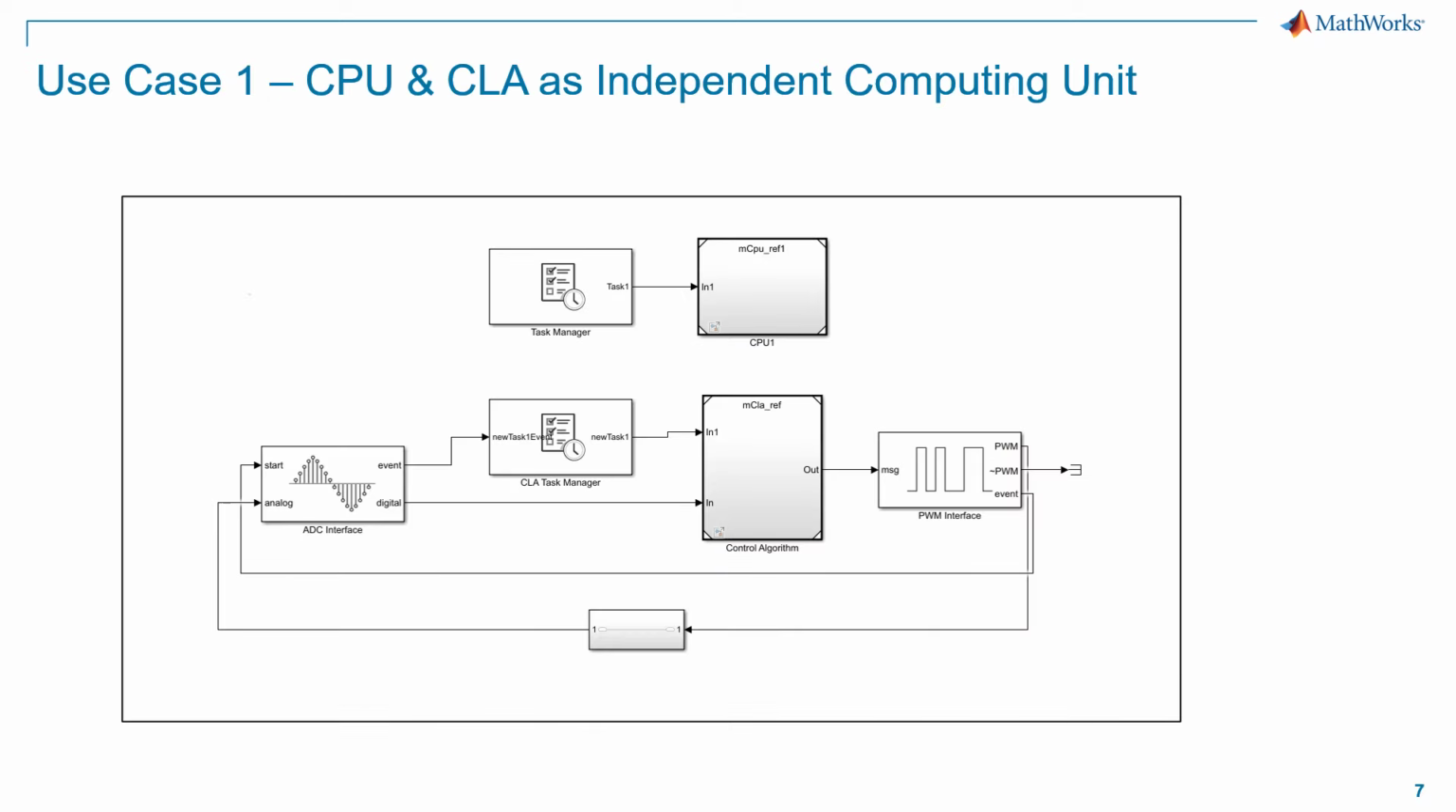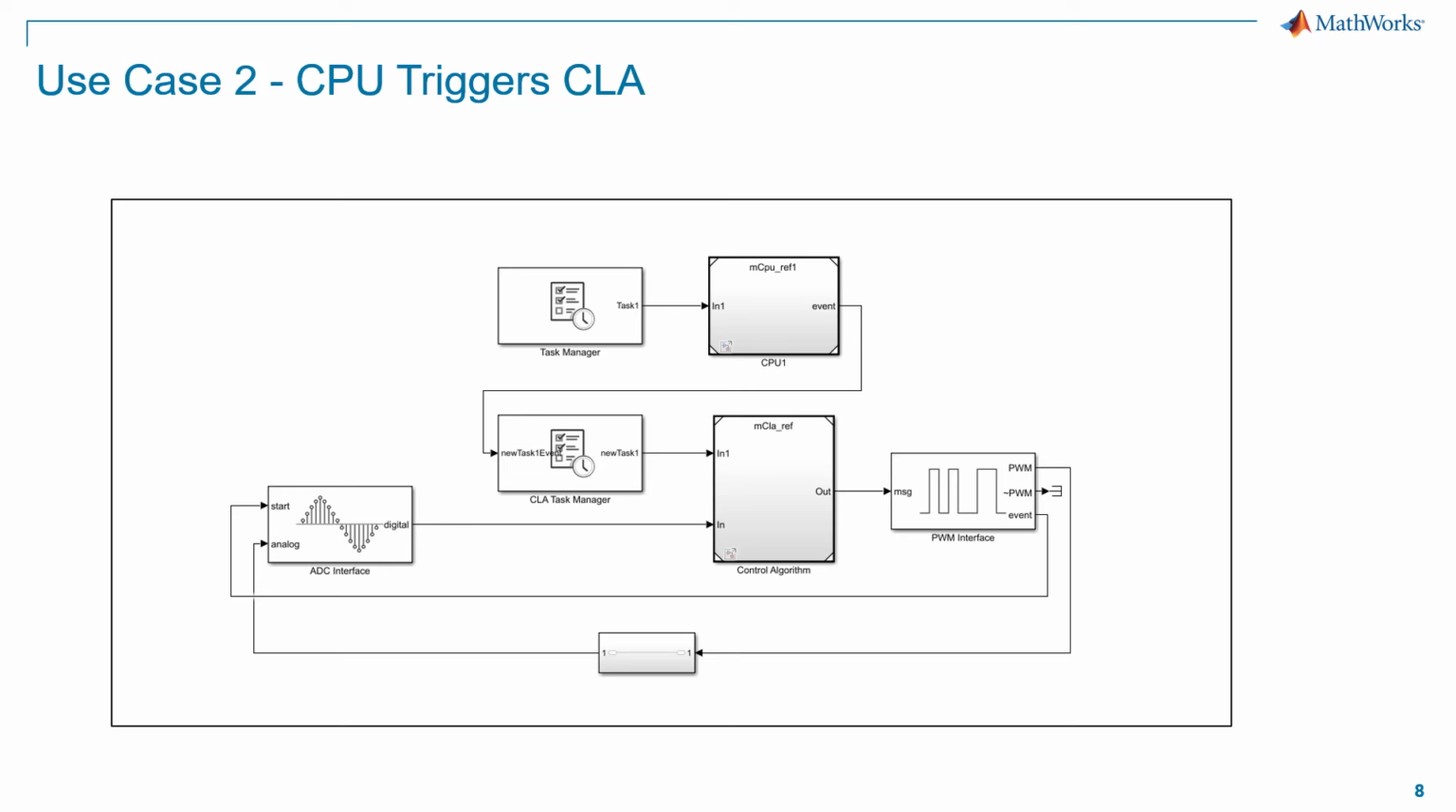In this example, CLA and CPU have been modeled to work as independent units. The first task manager is scheduling the CPU task, and the CLA task manager is being used to schedule the task for the CLA processing unit. In the second use case, the CPU is triggering the CLA task asynchronously. You can see the event line connecting the CPU1 reference model and the CLA task manager block. Here, triggering is possible by using a software trigger block inside the CPU1 reference model, which generates the event to trigger the CLA task manager block.